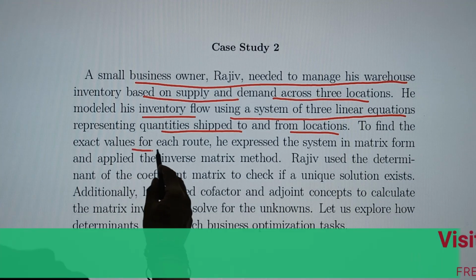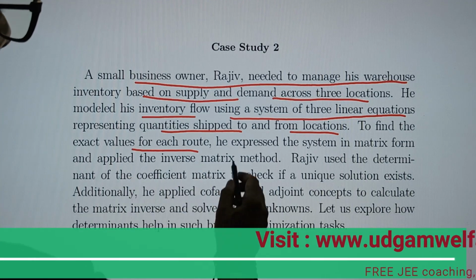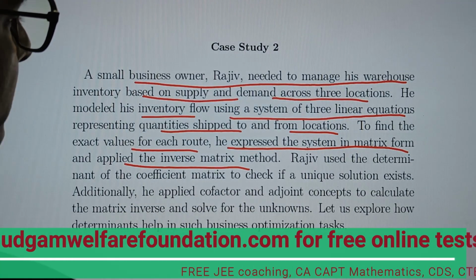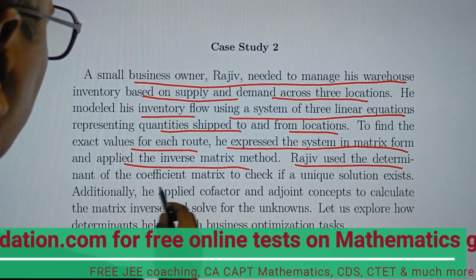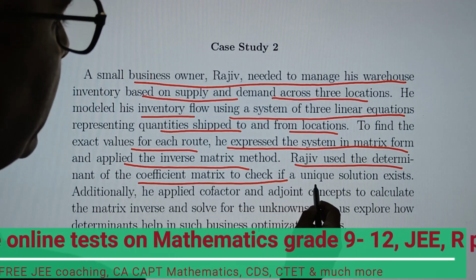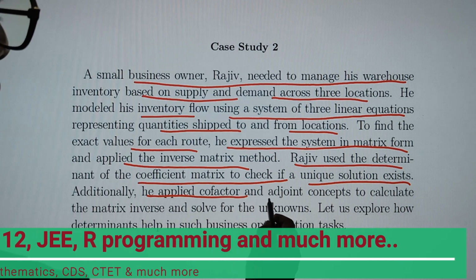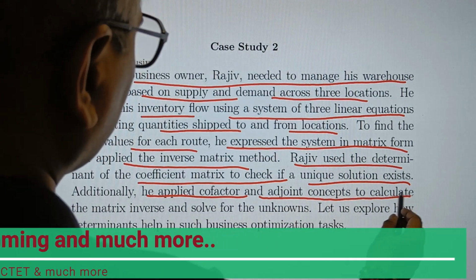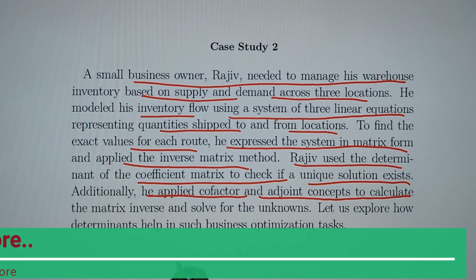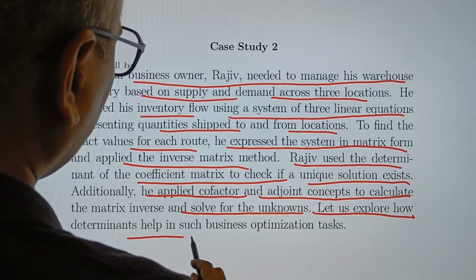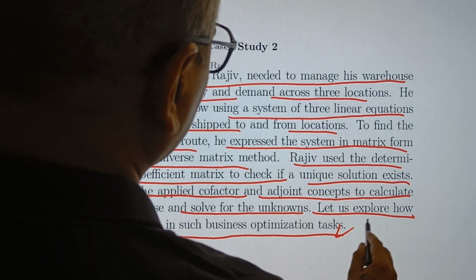To find the exact values for each route, he expressed the system in matrix form and applied the inverse matrix method. Rajiv used the determinant of the coefficient matrix to check if a unique solution exists. Additionally, he applied cofactor and adjoint concepts to calculate the matrix inverse and solve for the unknowns. Let us explore how determinants help in such business optimization tasks.